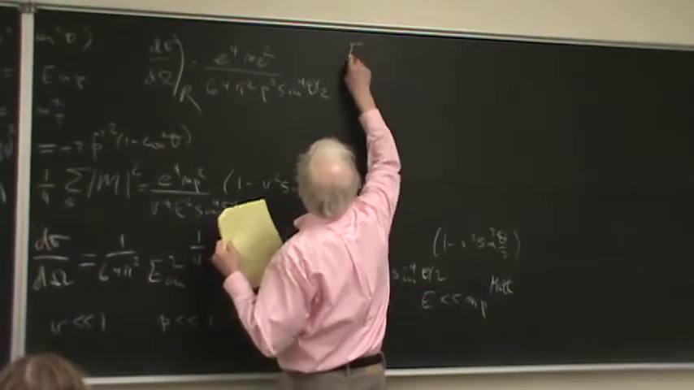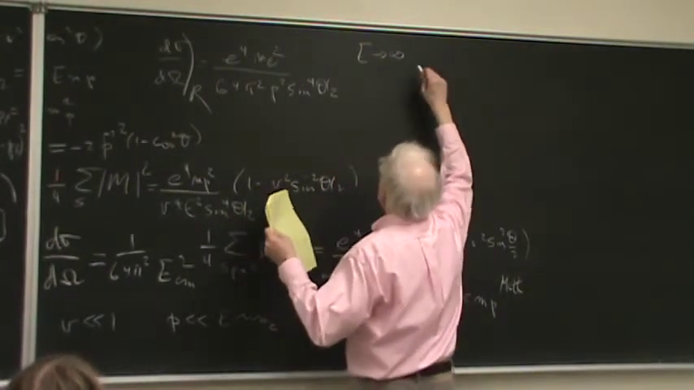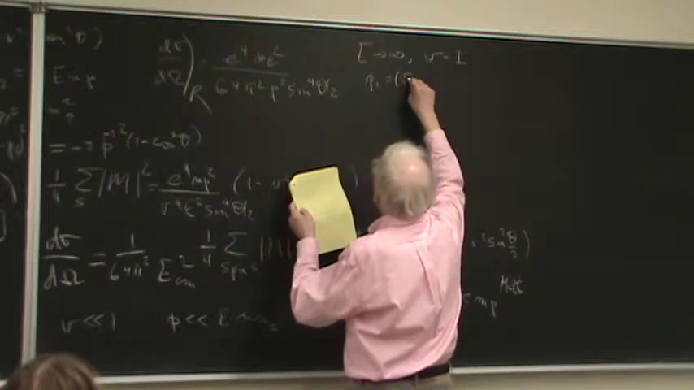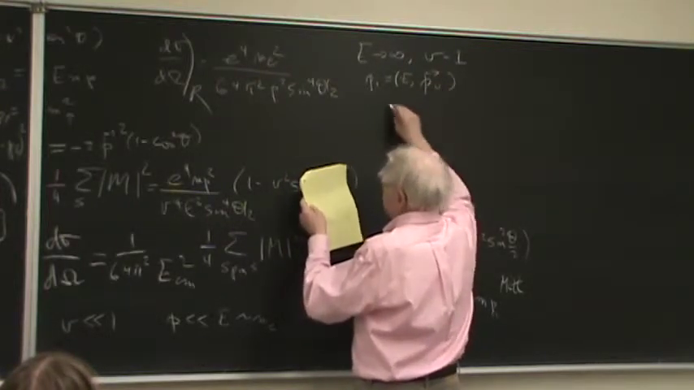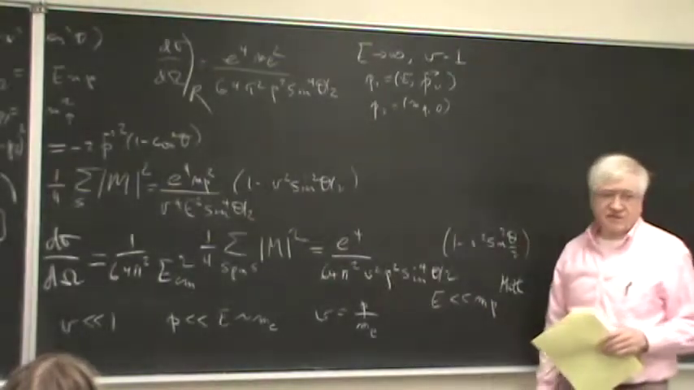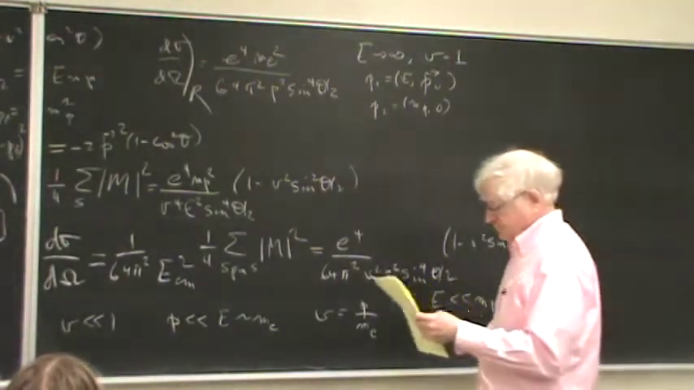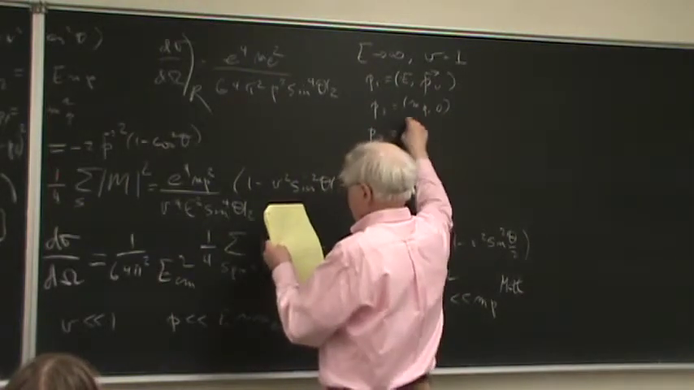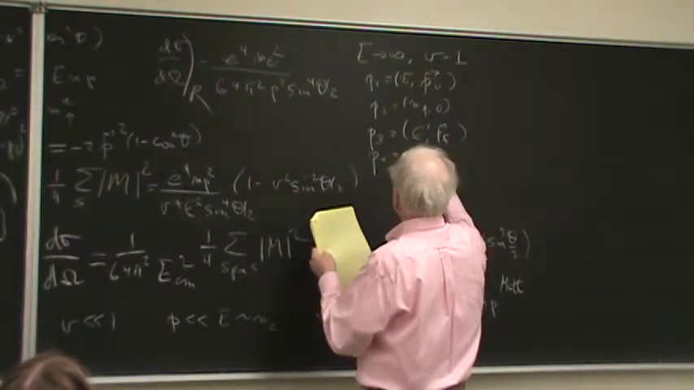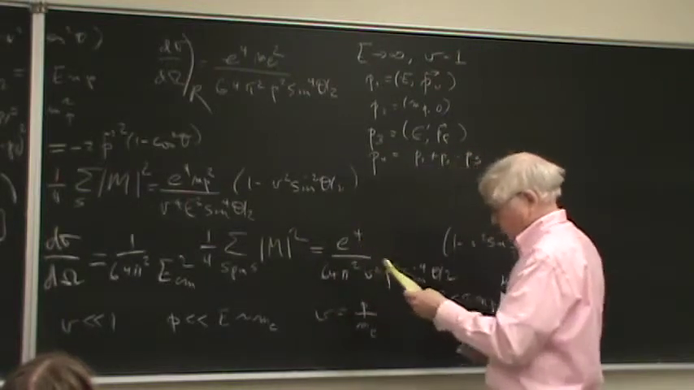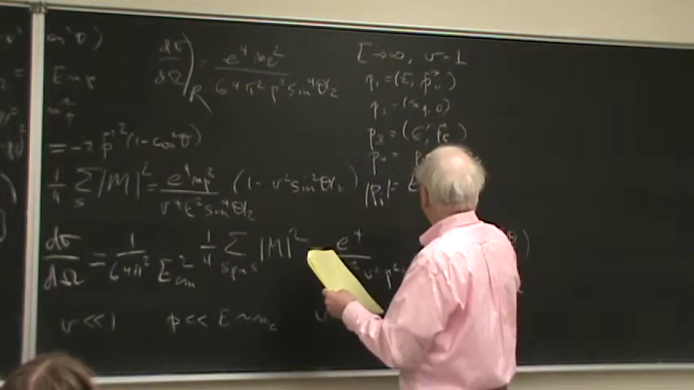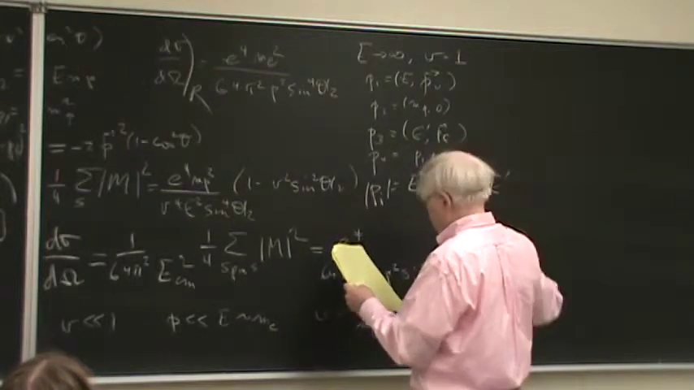If you instead take the limit E goes to infinity, and you set this V equal to 1, then P1 is E, Pi, P2 is, we're still thinking of the proton as infinitely massive here, P3 equal to E prime, P final, and P4, well, it's P1 plus P2 minus P3, that's for sure. And you imagine that Pi is equal to E, Pf equal to E prime.